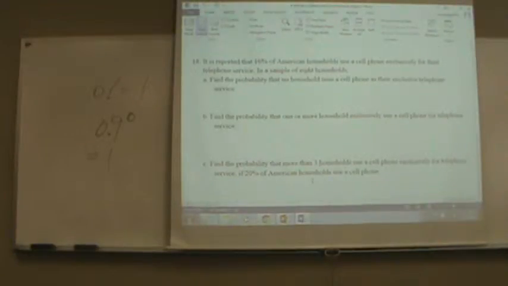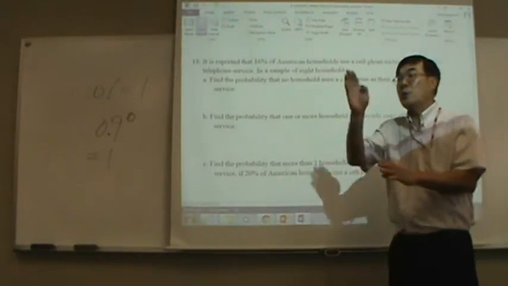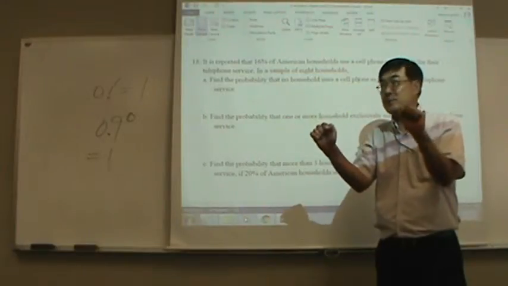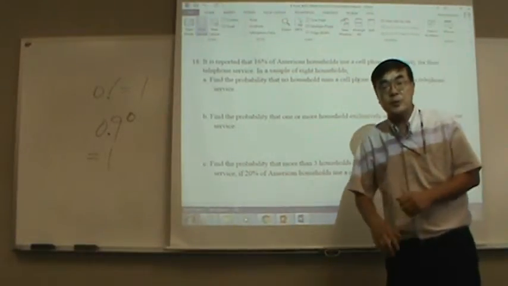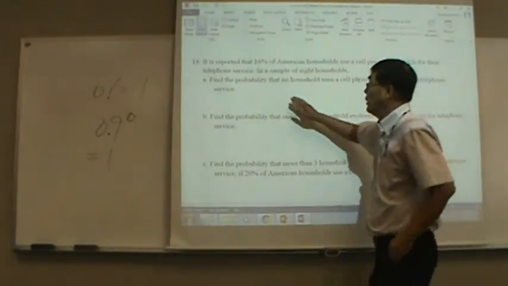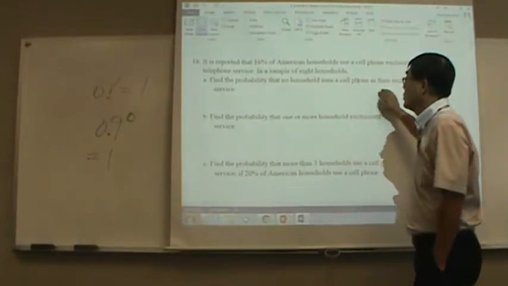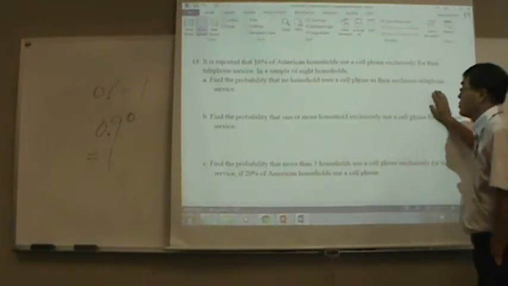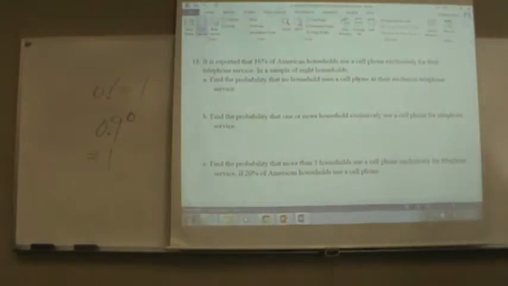It is reported that 16% of American households use a cell phone exclusively for their telephone service. In a sample of 8 households, 16% of American households use a cell phone, or not. Only 2 outcomes. So this problem is a binomial distribution problem. Find the probability that no household uses a cell phone as their exclusive telephone service.